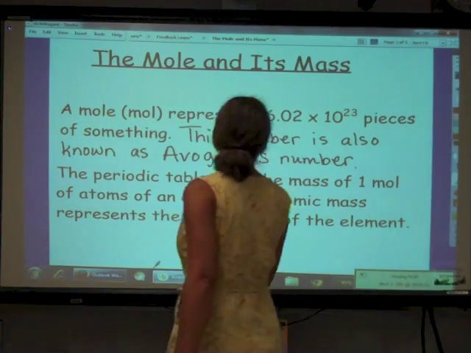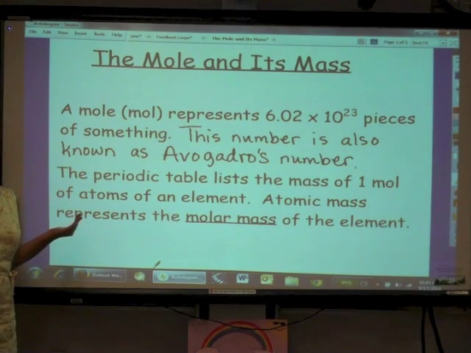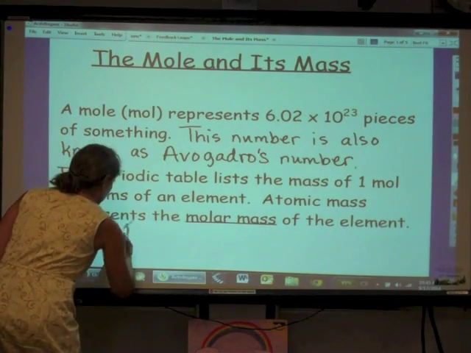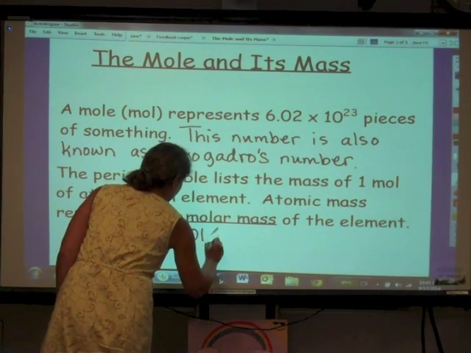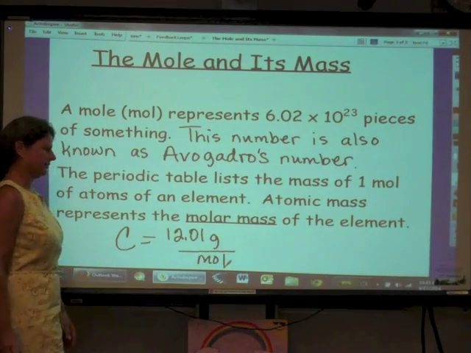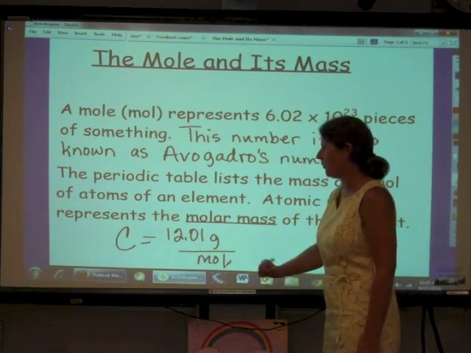Okay. The periodic table lists the mass of 1 mole of atoms of an element. Atomic mass represents the molar mass of the element if we are using the unit as being grams. Okay, so for instance, the molar mass of carbon. Carbon is 12.01 grams per mole. This is what the unit of molar mass looks like. Grams per mole.